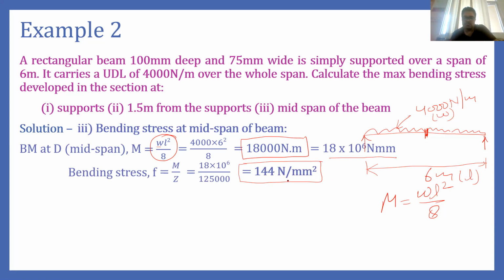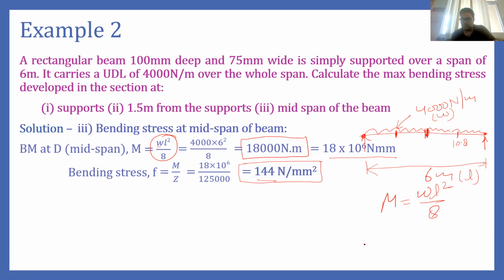With this stress variation also, we can conclude that maximum bending moment will occur at mid-span. Why? Because at the support, stress was 0. At 1.5 meter distance, stress was 108 Newton per mm square. And at mid-span, it becomes 144 Newton per mm square. Similarly, at this point, again the stress will be 108 Newton per mm square, and at support it becomes 0.